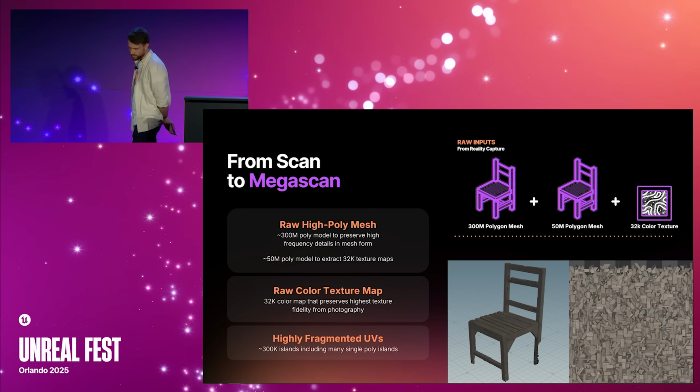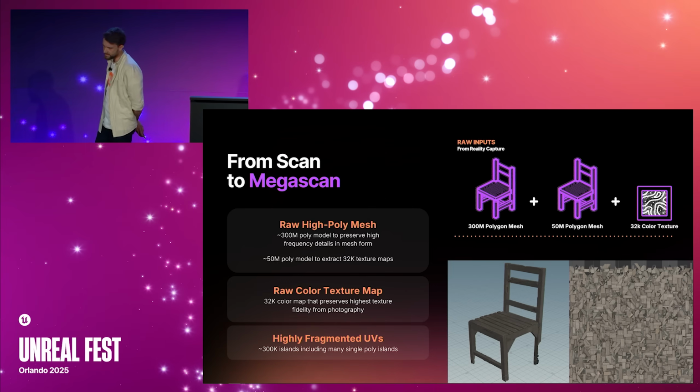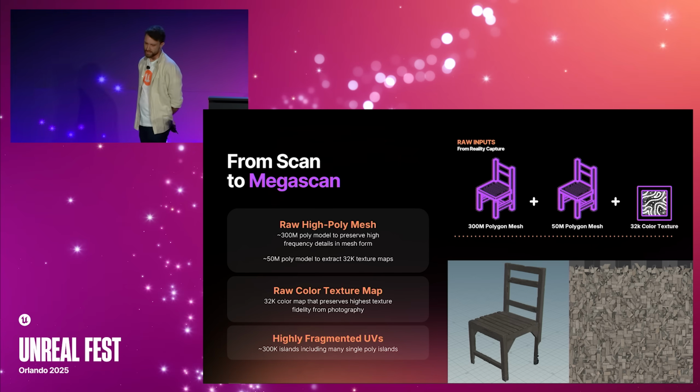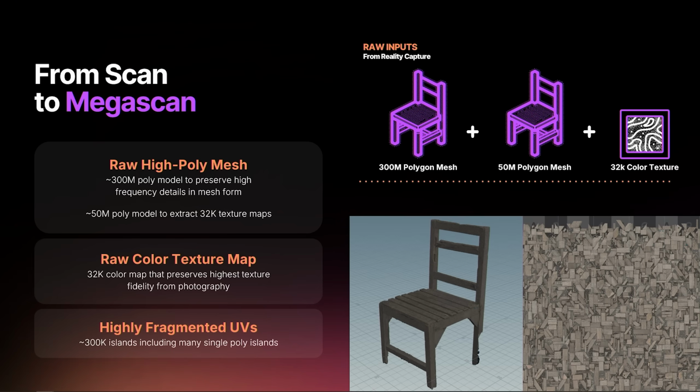So in this example, we can see an asset directly from RealityCapture with crazy high geometric detail, but also highly fragmented UV islands, which make it unsuitable for real-time applications.